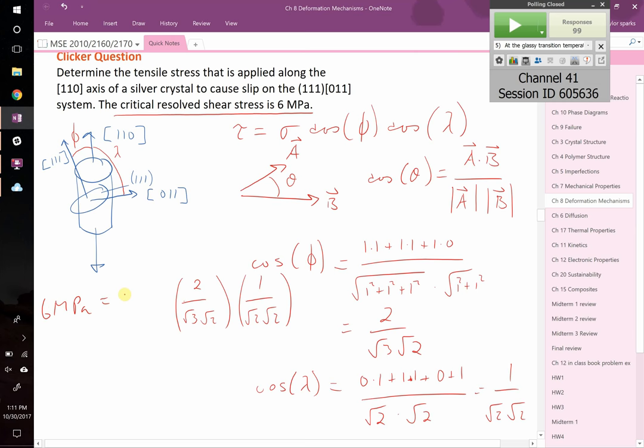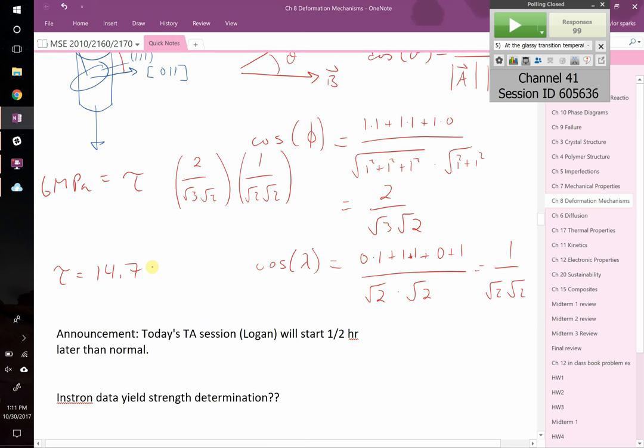I'll make it so any answer here was correct since I set that up wrong for you guys. That's where the 14 comes from. If you work this thing backwards, if you solve for sigma, I'm sure that's the 14.7. Let me just double check it. Is it though? All right, so it is. So when you solve for sigma, I'll double check this after class, and again, make that credit for whatever you did, but 14.7 megapascals.